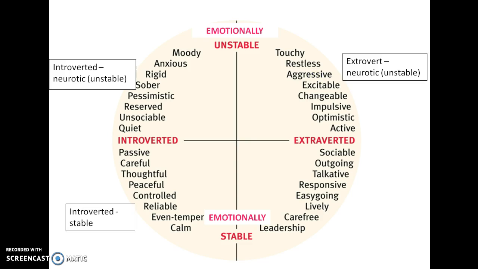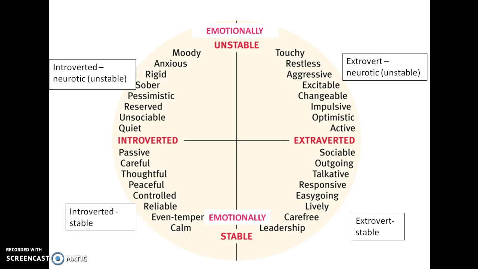However, introverted stable means people who are, again, thoughtful and peaceful, but they're emotionally calm and reliable. They're even tempered. They don't fly off the handle. They tend to be careful and thoughtful, and perhaps may be more passive in certain situations, not easily upset. But if you're extrovert stable, then this means that you are more confident, more outgoing. You've got good leadership qualities. You'll be responsive to other people, quite talkative and lively. So different personality types fit into those four categories that Eysenck identified.